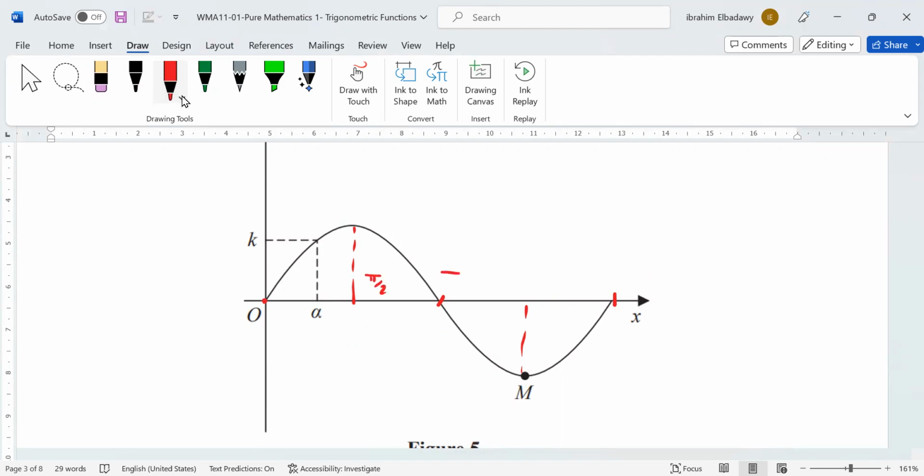And here it will be pi. Here 3 pi over 2. And here it will be 2 pi. But you have to write it like that. And as you see here, the period of a sine wave is 2 pi, 360 or 2 pi. This is a period of sine wave.